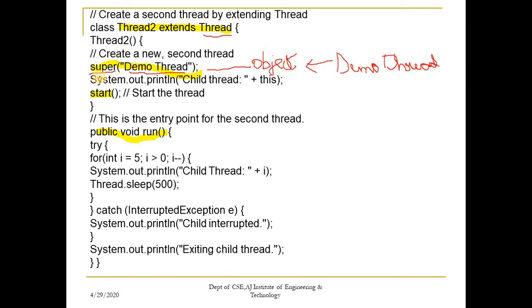Okay, so over here when you call the superclass constructor, we are creating an object of the Thread2 class, and that object is given the name demo thread. Now this object itself is treated as a thread. So that is why in the next statement, System.out.println, we are displaying the child thread, correct? We are displaying the child thread over here.